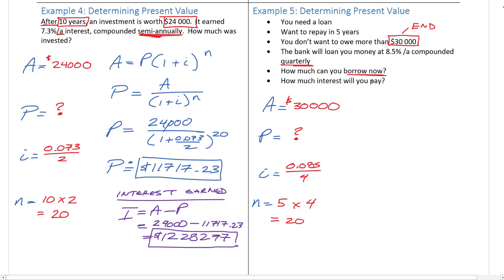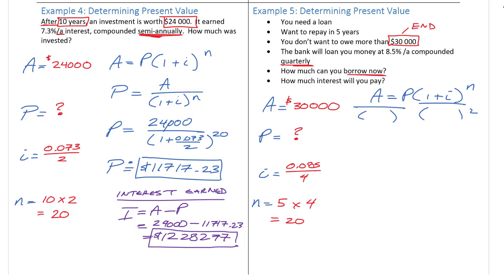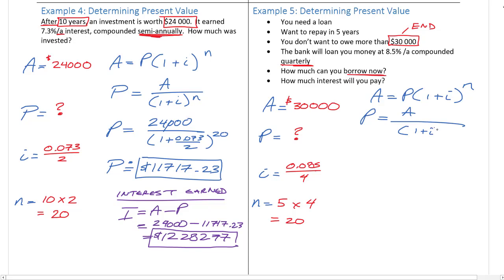So this is the same thing as the previous question, right? Here's your formula. I can just quickly rearrange it by dividing both sides by this bracket. That's all I'm doing, dividing both sides by this bracket. And from there, we can just isolate P. All right, so I'm just going to flip it around and go P now equals A divided by 1 plus I to the power of n. So your principal that we need to solve for, the starting amount, is $30,000 divided by 1 plus 0.085 divided by 4 to the power of 20.